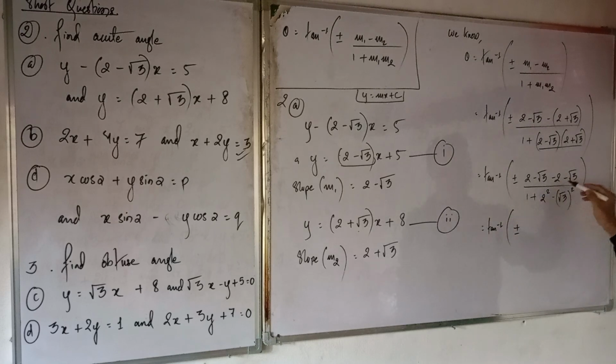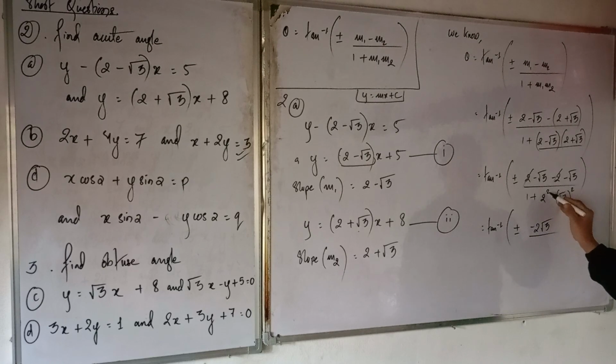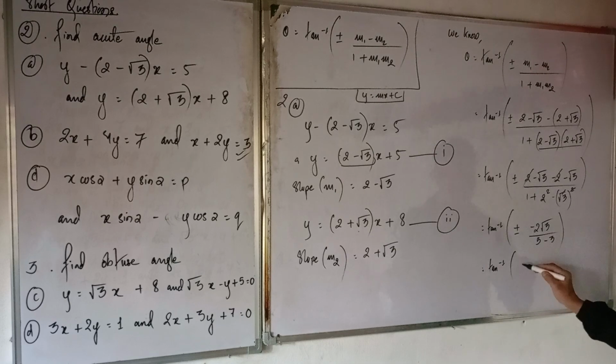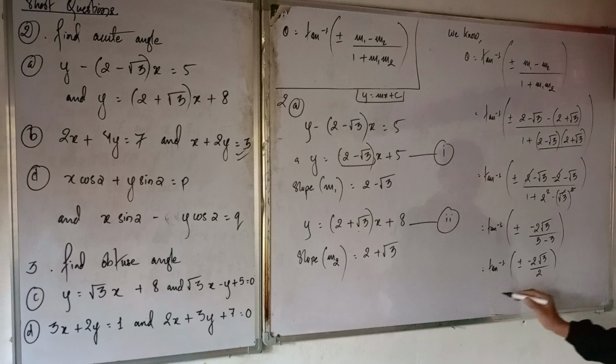Tan inverse plus or minus. Now whatever can be cancelled, that becomes minus root 3 minus 2 root 3, and the denominator becomes 2 square, that will be 4, plus 1, 5 minus 3. This root gets cancelled here. Tan inverse plus or minus 2 root 3 divided by 2. 5 minus 3 is 2. Now here the remaining 2 cancels, plus or minus root 3.